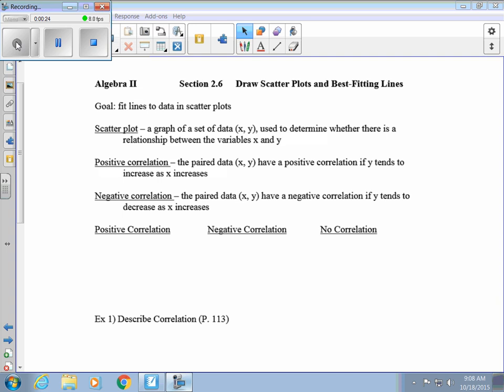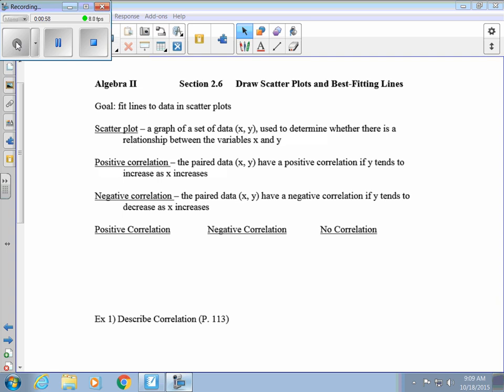We're going to talk about three different types of correlation, well, two types of correlation, but the first one is a positive correlation. So that's if our data pairs have a positive correlation if y tends to increase as x increases. So if x gets bigger, then y gets bigger. Okay? So both of your variables are getting bigger at the same time. Also, if both of your variables are getting smaller at the same time, that would also be a positive correlation. But we look at it as one gets bigger, the other gets bigger.